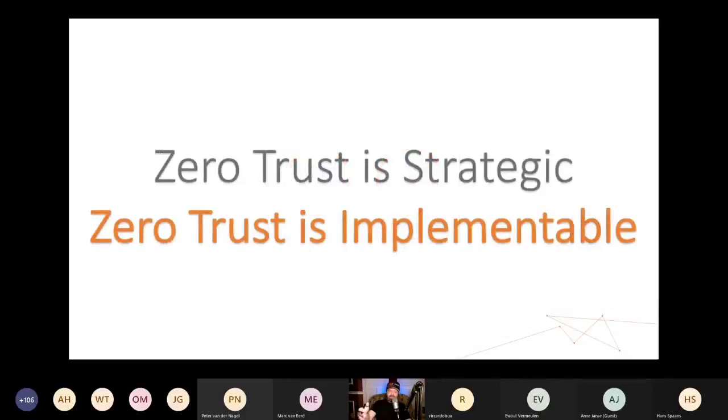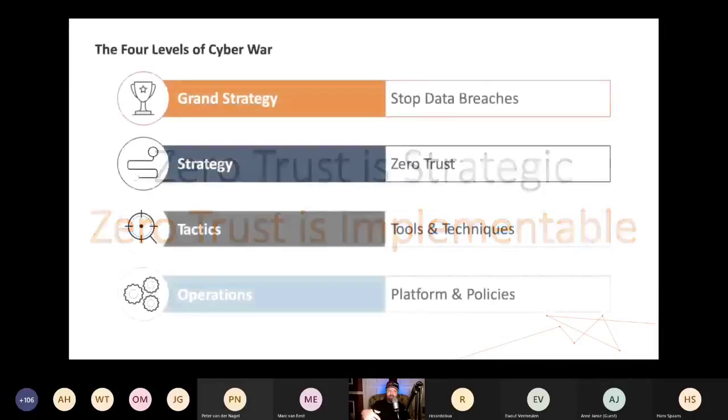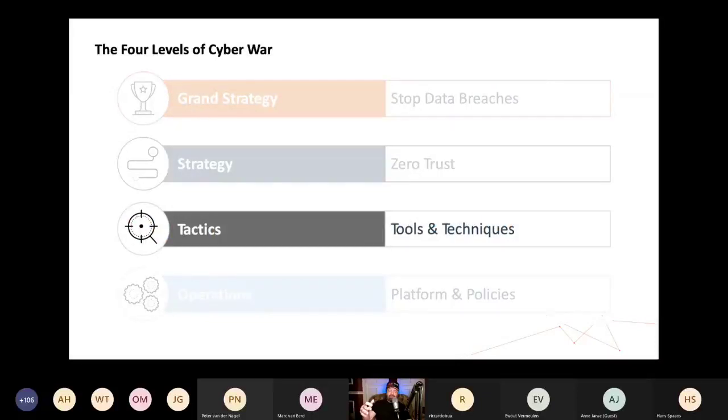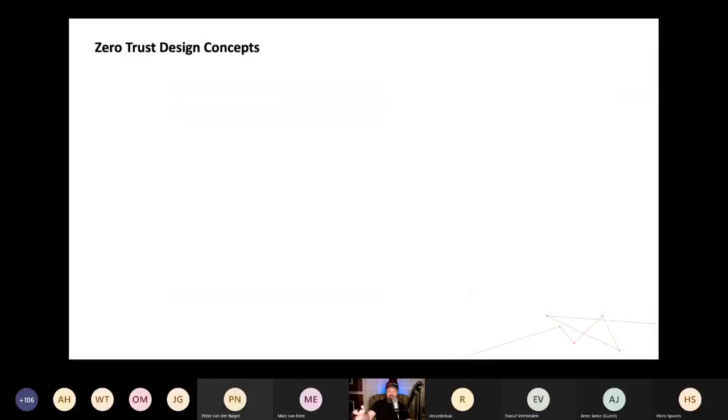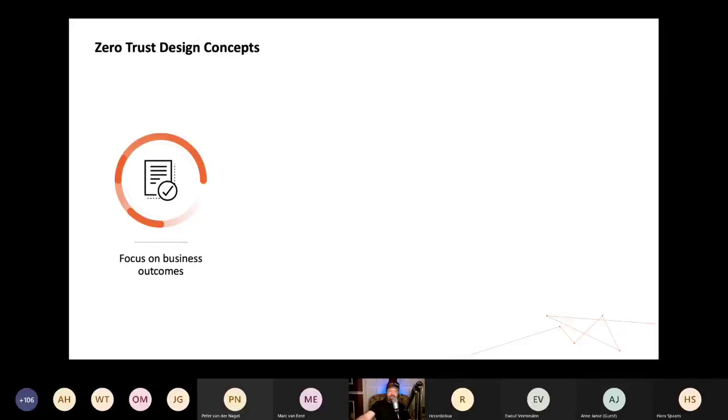The next thing we look at is the implementability of zero trust. Zero trust is implementable. Haven't finished my first cup of coffee yet. So when we look at the tactics, the tools and techniques, we can see that there are four design principles. The first thing we're going to do is focus on the business outcomes. This is how we align with the grand strategic vision. Grand strategy is up here, so we need to align to that. If you don't know what your business is trying to achieve, you can never be successful in cybersecurity. Technology will not make you successful in cybersecurity.